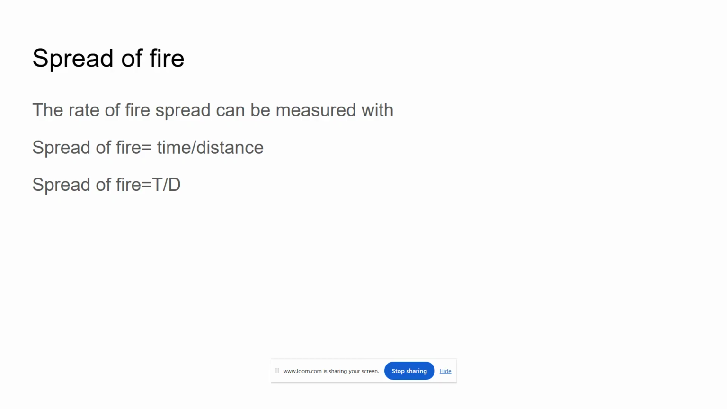So the basic math in calculating the speed of fire isn't very complicated. You just take the time fire has been around and divide it by the distance it's traveled so far. As you can see up here, you can see the calculations right there, time divided by the distance.